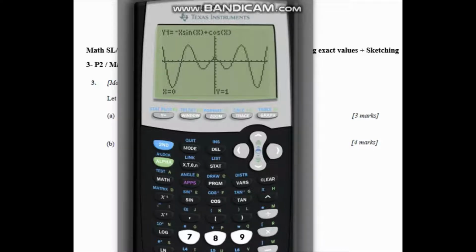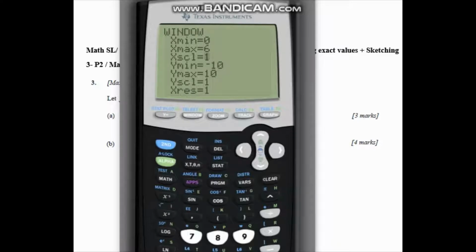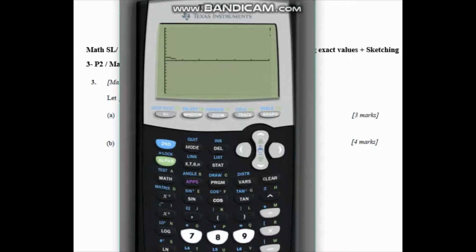So I go to window, and then x minimum has to be 0 and x maximum has to be 6. Of course you have to play around with y minimum and y maximum until you get an appropriate picture. So let's just start with negative 10 and 10 and see how the graph looks like. We shall now click on trace to see the graph. So this is the required graph and I just have to copy it down, and the answer should look something like this.